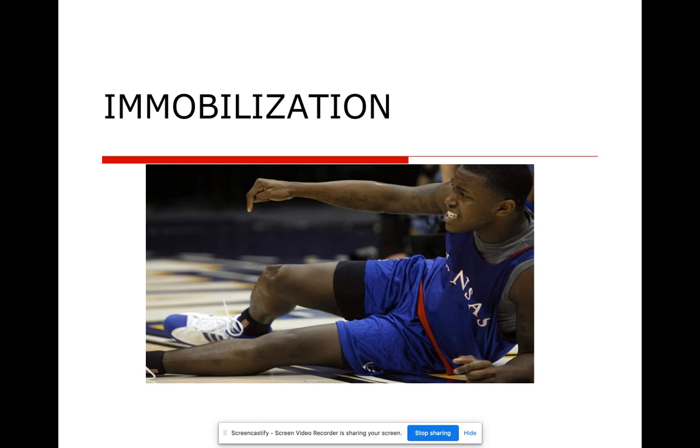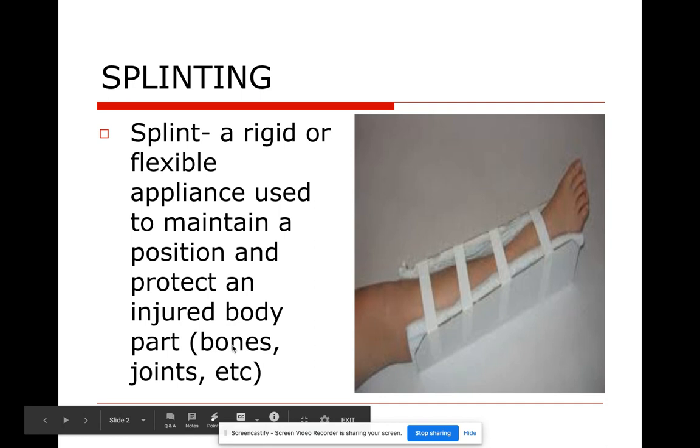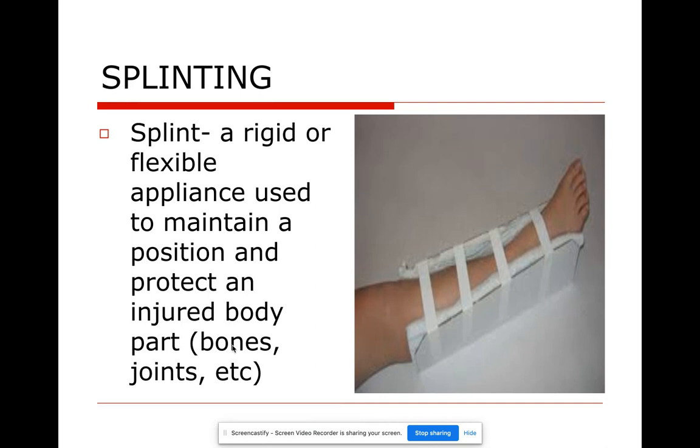So this week, we're talking about immobilization and splinting. Let's start off by what is a splint. A splint is a rigid or flexible appliance used to maintain a position and protect an injured body part. For example, let's say someone fractures a bone or breaks a bone. We would want to use the splint to stabilize that fracture and ensure that it does not become worse.